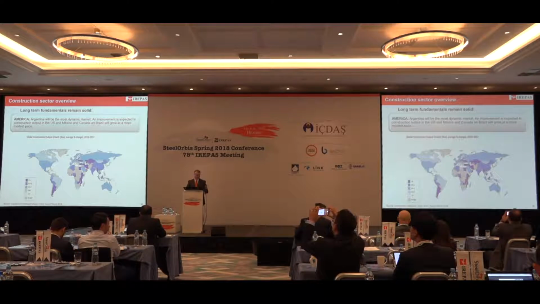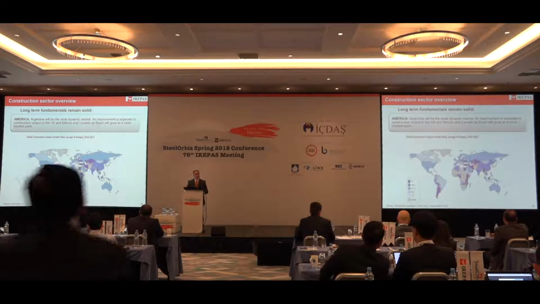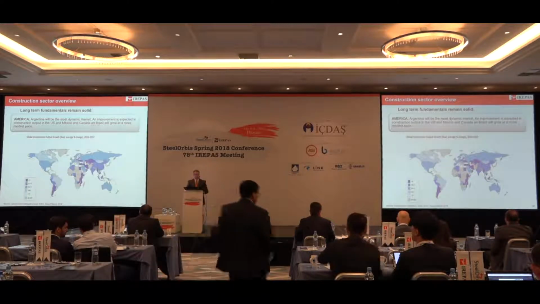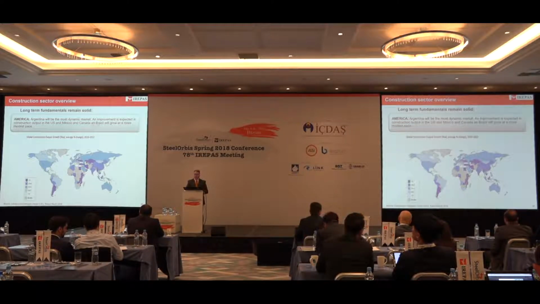If we analyze the different areas of the world, we can find, for example, that in America, Argentina will be the most dynamic market. An improvement is also expected in construction output in the States and in Mexico, with growth between 4 and 6% in the coming years. And Canada and Brazil will have a smaller growth, let's say, between 0 and 2%.